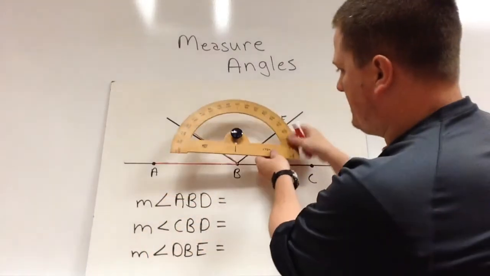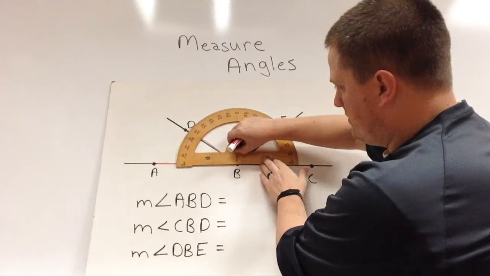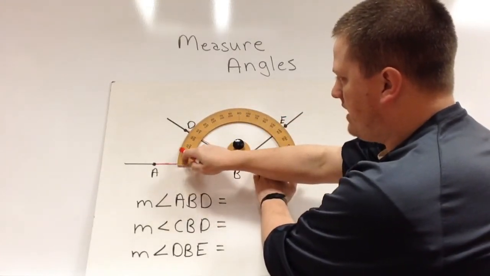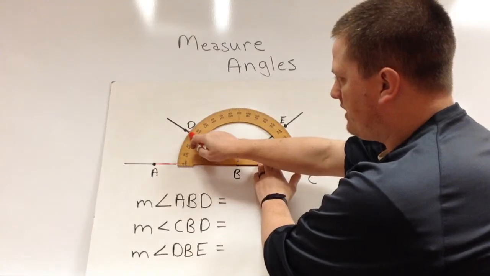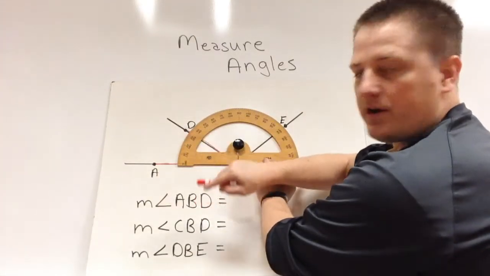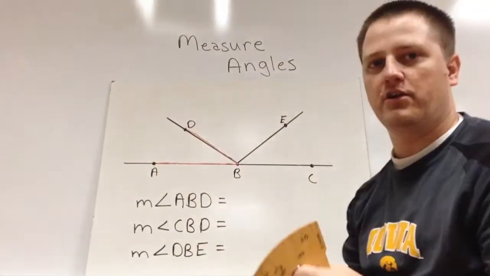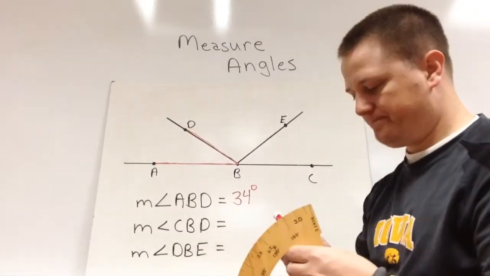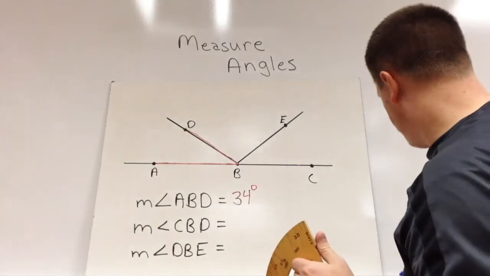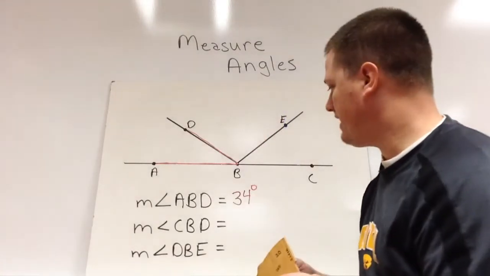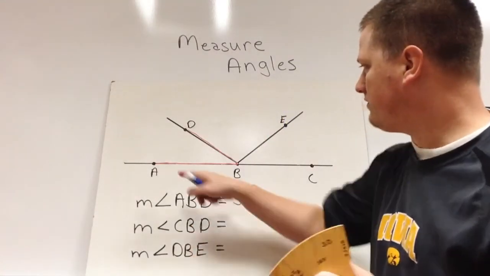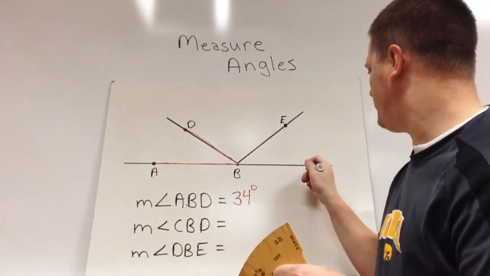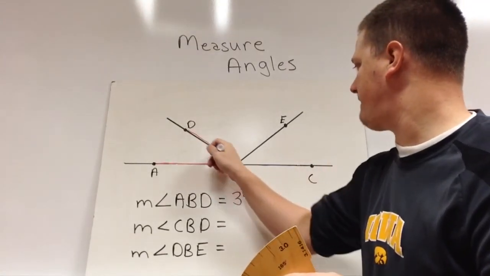So my arrow or line on the vertex, and here's 0, 10, 20, 30, looks like about 34 degrees. And when you're doing the degrees, it's always going to be a little bit of estimating. Okay, I'm going to use blue this time for CBD. So I'm going to go C to B to D. So this is going to be this angle right here.